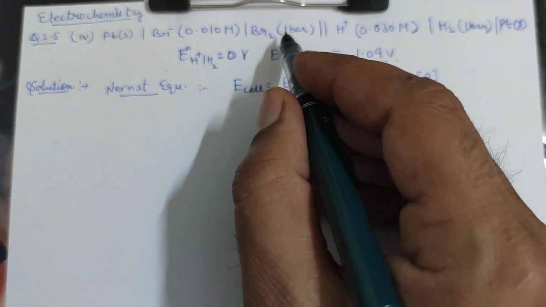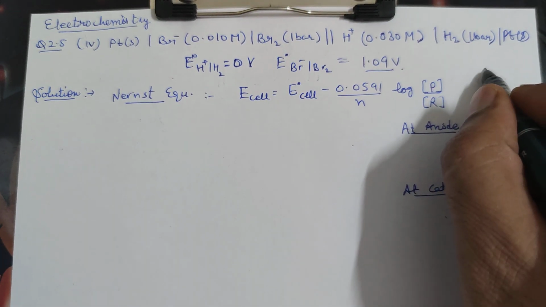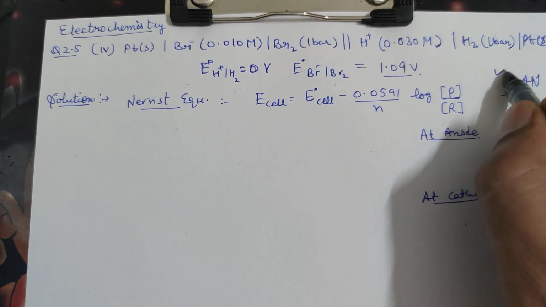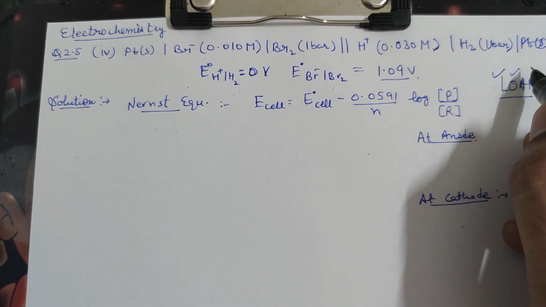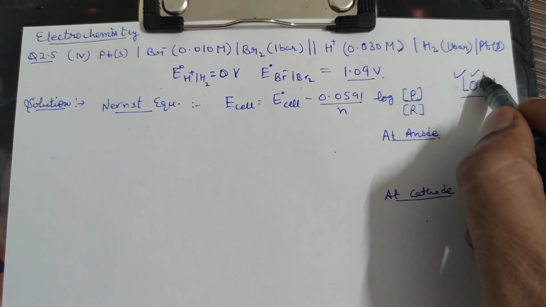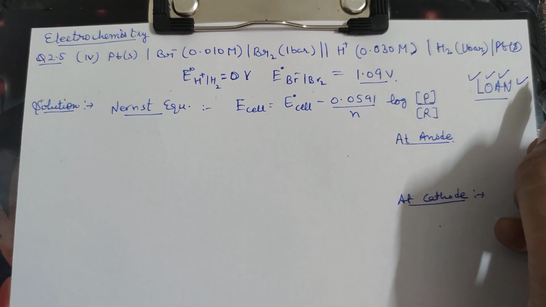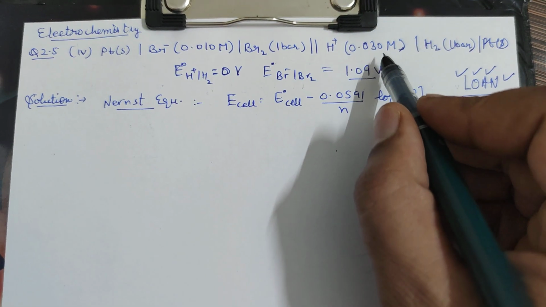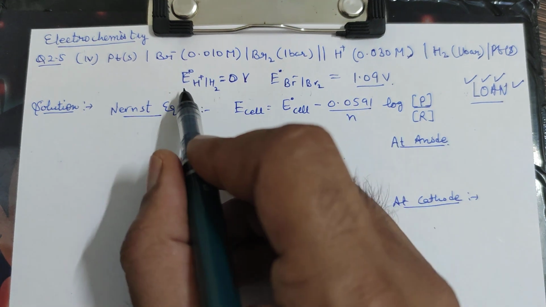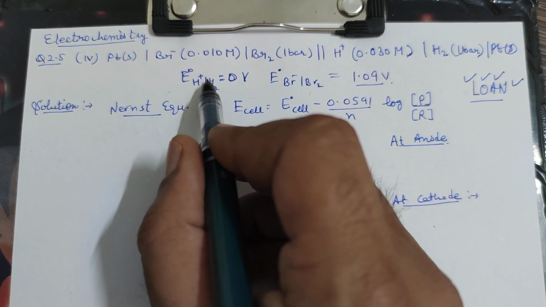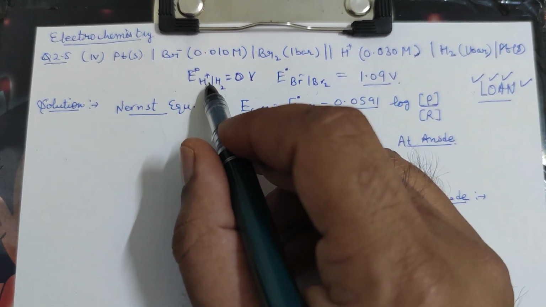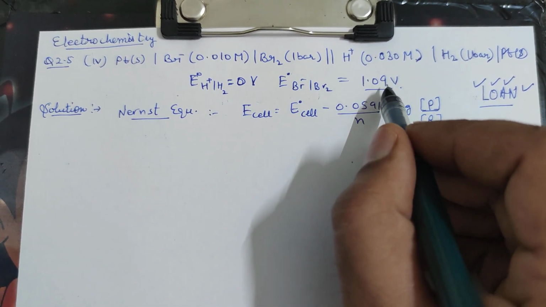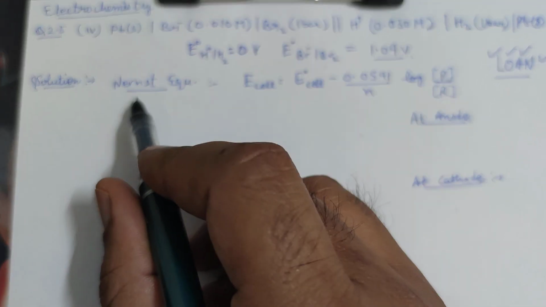And how to check the cathode and anode side, you can remember this formula. The formula is LOAN. L means left side, O means oxidation, oxidation means loss of electron, A is anode and N is negative. So this is the anode side, which is at the left side, and this is the cathode side. The E0 cell values are given, electrode potential values at standard concentration: hydrogen is always 0 and bromine is 1.09 volt. Now we will use the next equation.